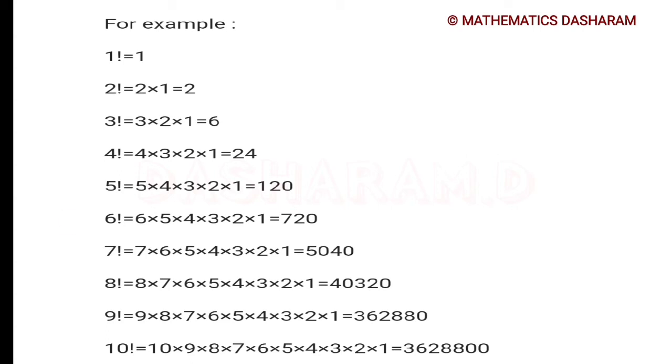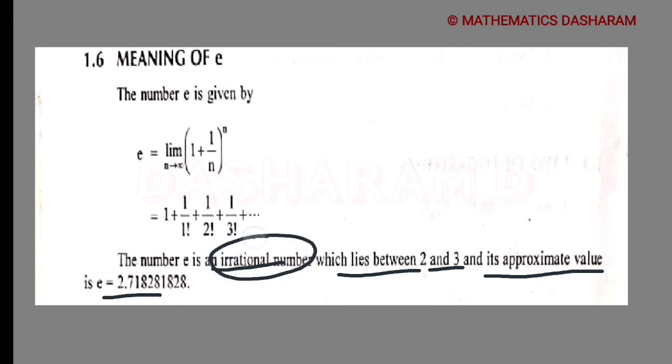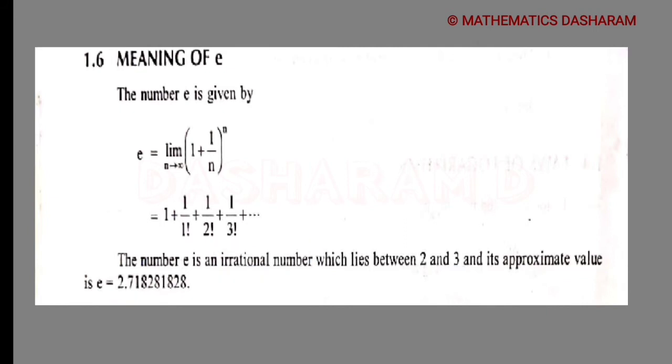Now coming to the number e: it is an irrational number which lies between 2 and 3, and its approximate value is e equals 2.718281828. Since it is an irrational number, it is neither terminating nor non-terminating repeating. So its approximate value is taken here, that's it.